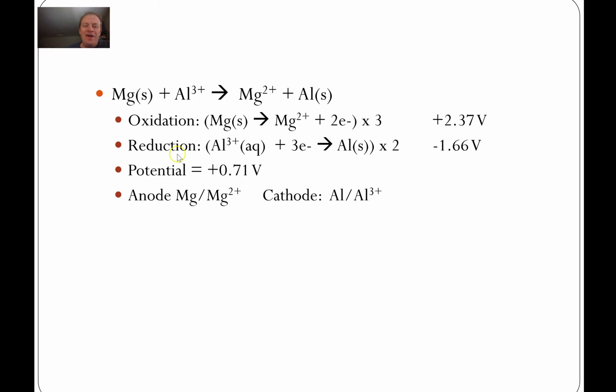Oh, and I think there was a question there about what was the anode and what was the cathode. Remember, oxidation at the anode, reduction at the cathode. So there's going to be magnesium at the anode and aluminum at the cathode. So the anode is going to be magnesium and Mg2+ ions. The cathode is going to be aluminum and Al3+ ions.